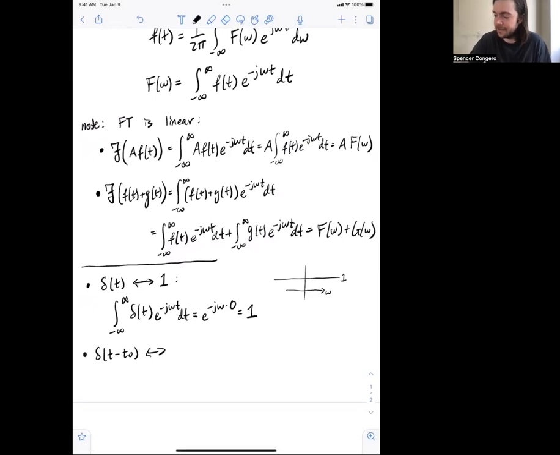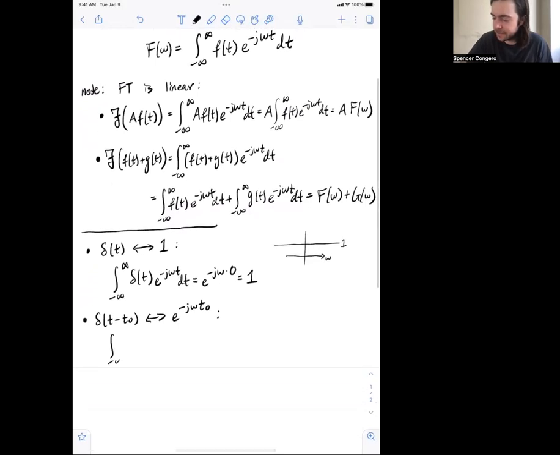What about a shifted delta function? What's the Fourier transform there? Turns out it's going to be e to the negative j omega t naught. Okay, and let's see why that's true. It's very similar. Just going to integrate the shifted delta function times e to the negative j omega t dt.